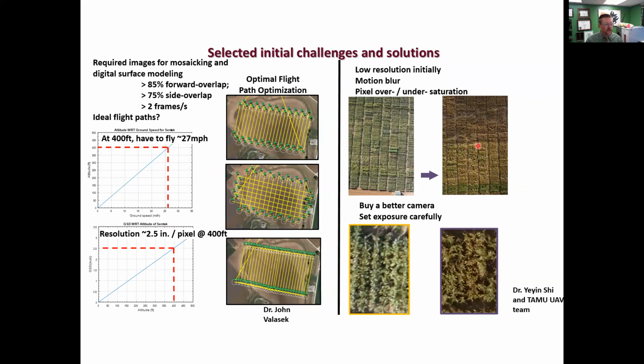You can also have problems with images over or under saturating. So you really want the color to be between the maximum and minimum value that the sensors can pick up. And then we can also have these problems with blurring. So it's hard to see individual plants in this case.